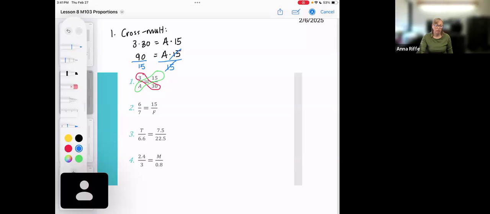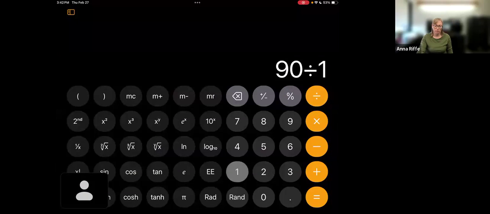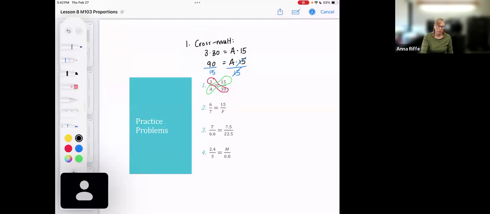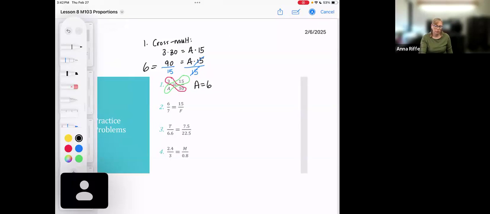And then what's on the left, the 90 over 15 is what I'm going to put in my calculator. So 90 divided by 15 is equal to 6. So that is my value for A. This is equal to 6. So A is equal to 6. That's how to do it using cross multiplication.